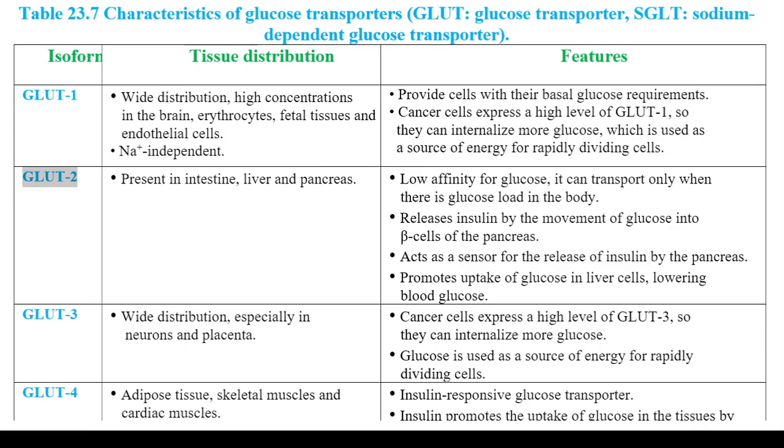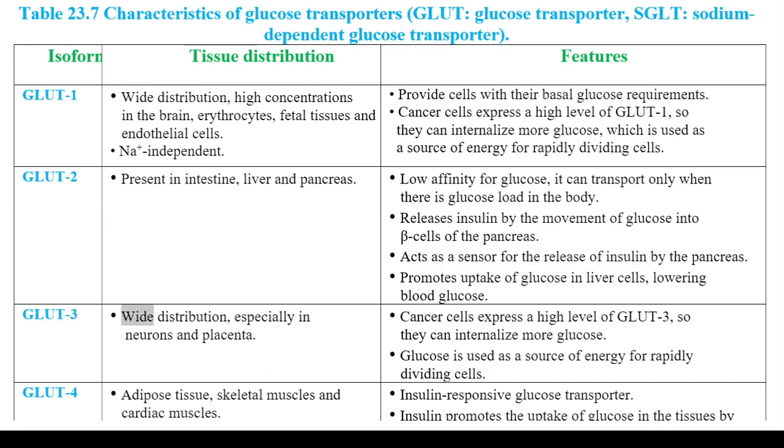GLUT2: present in intestine, liver, and pancreas. Low affinity for glucose, it can transport only when there is a glucose load in the body. Releases insulin by the movement of glucose into beta cells of the pancreas. Acts as a sensor for the release of insulin by the pancreas. Promotes uptake of glucose in liver cells, lowering blood glucose.